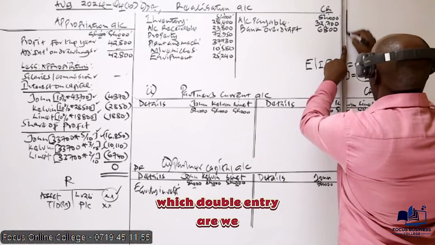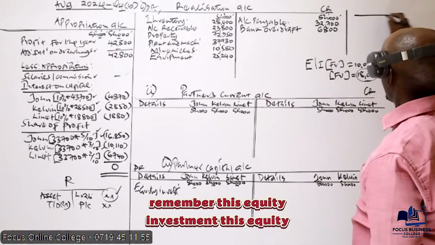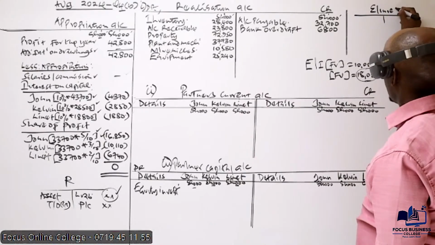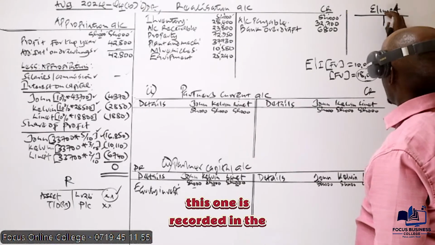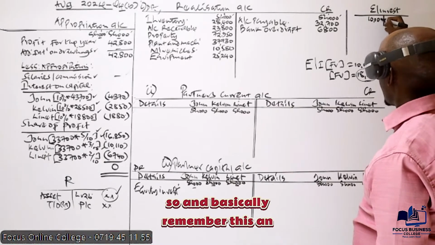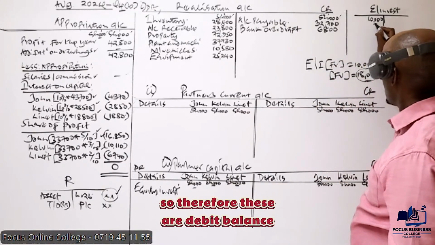And therefore, how do we account for this? Which double entry are we going to make in relation to this equity investment? Remember, this equity investment is recorded in this account at this particular amount. And basically remember, this is an asset. This is what? An asset. So therefore, these are debit balances on this account.